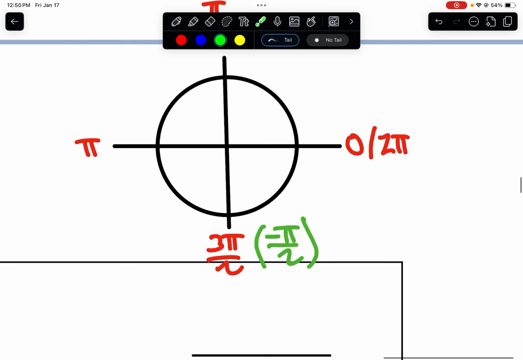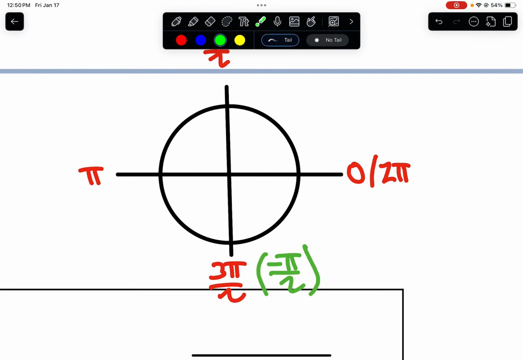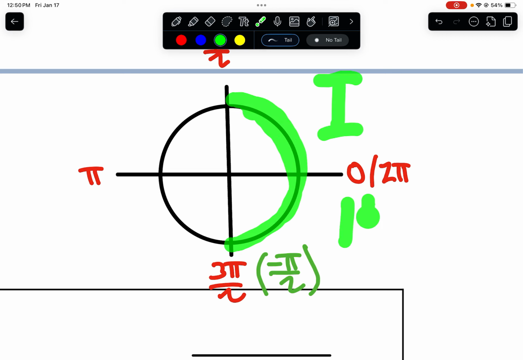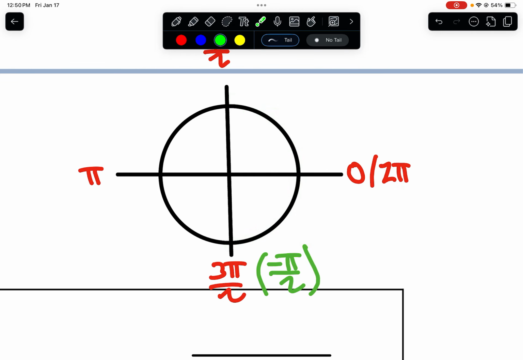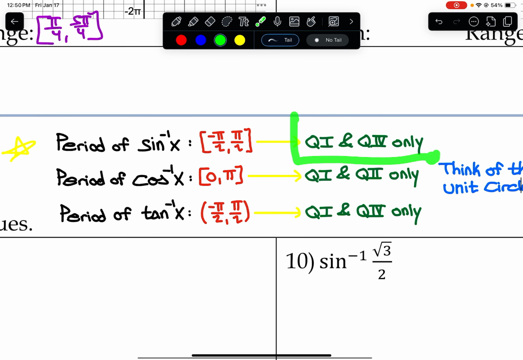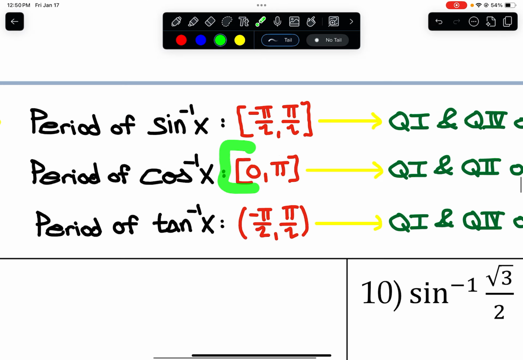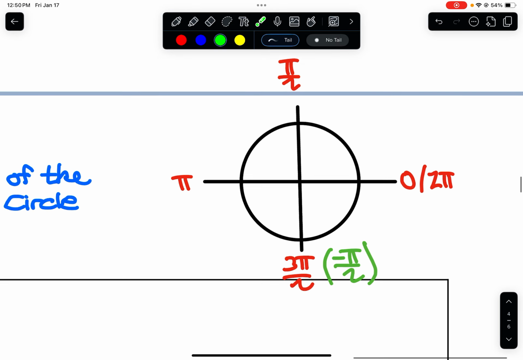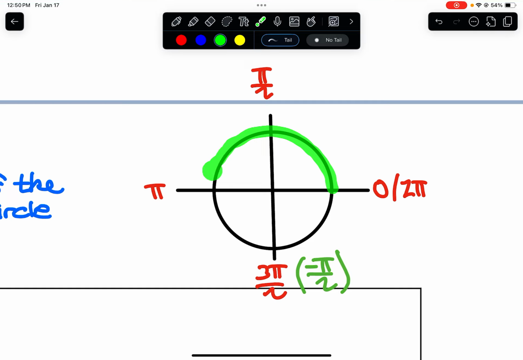So if I can only be in the interval from negative pi over 2 to positive pi over 2, we can only be in quadrant 1 and quadrant 4. So that's what it means over here when I say quadrant 1 and quadrant 4 only. And then the same idea for cosine. So I can only go from 0 to pi. So 0 to pi means I can only go from here to here, which means we're going to be in quadrant 1 or we can be in quadrant 2.